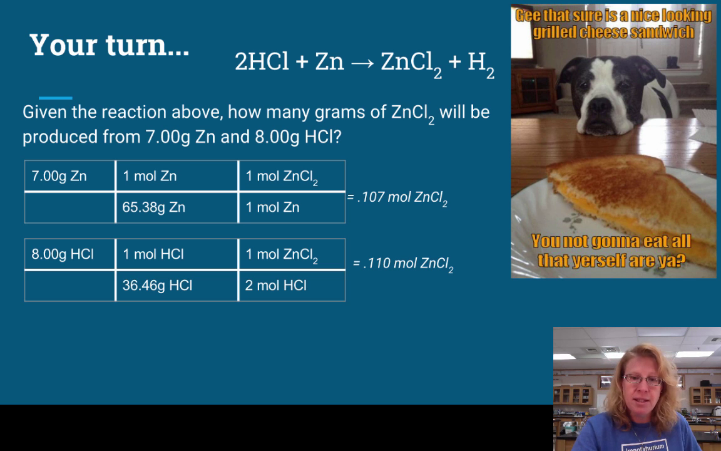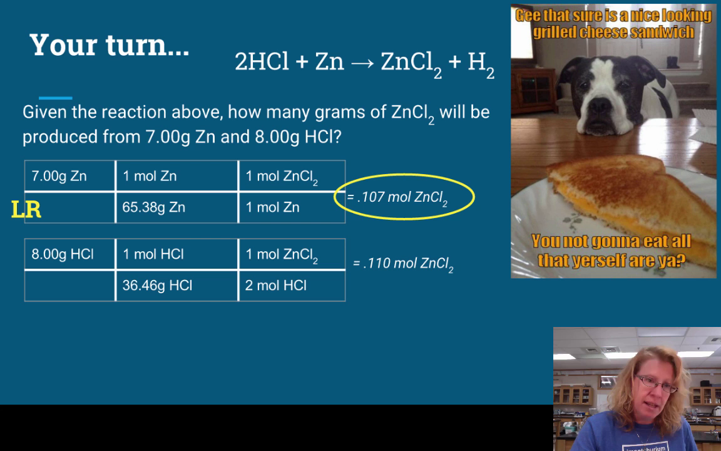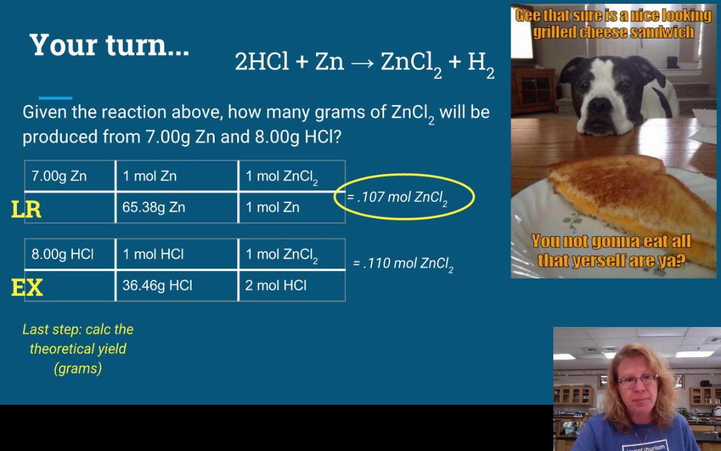So now I can look at these 2 answers and make a decision which one is my theoretical yield. Again, with this one, always choose the lesser of the 2. So it's got to be that 0.107 is going to be my theoretical yield. And that means that reactant, zinc, has to be the limiting reactant that goes along with that. The other one has got to be my excess reactant. I had too much of it and it's sort of an imaginary value. So there you go, pretty much the basic stuff here.